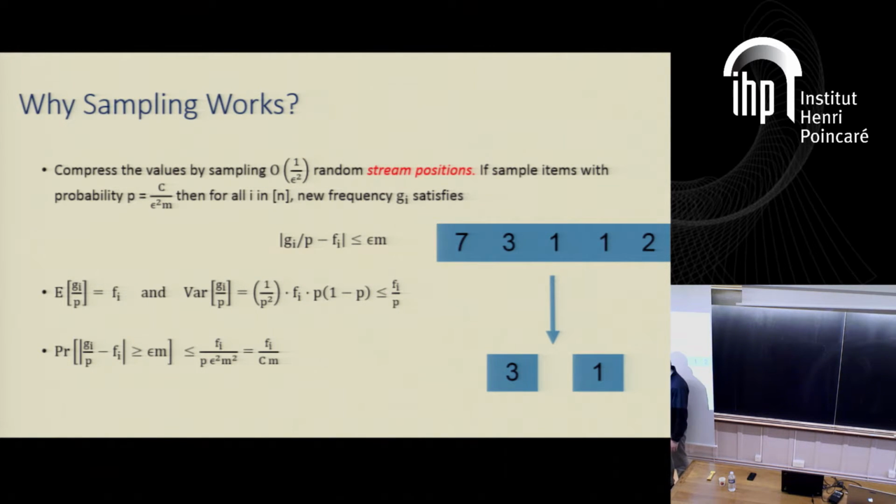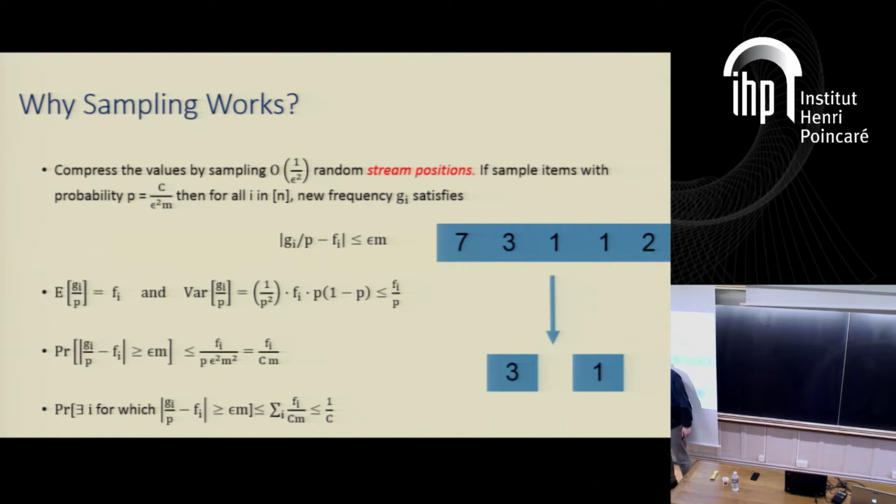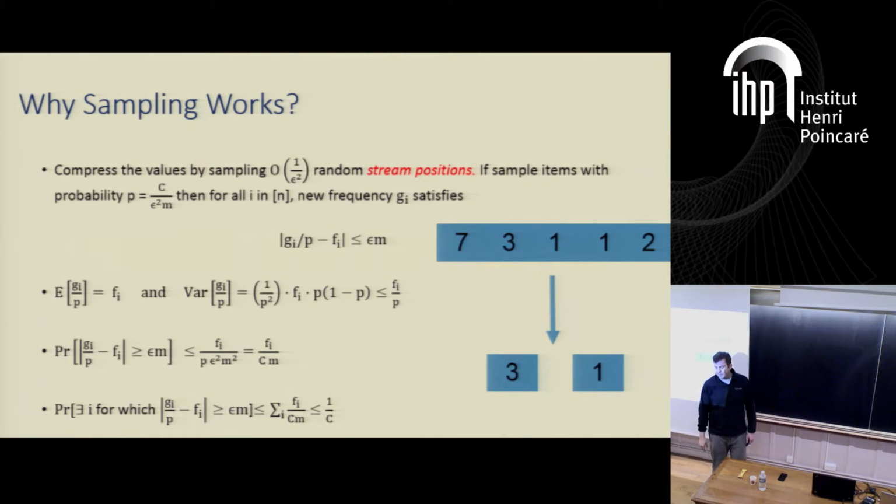One of the m's cancels, and I get f_i over c times m. OK? But now let me just union bound over all the items. So the probability that there exists an item i where the estimated frequency deviates from the actual frequency by more than epsilon m is, by a union bound, the sum of all these probabilities, which is the sum over all items i of f_i over c times m. The sum of the frequencies is the length of the stream, m, right? So this is less than 1 over c, this constant in the sampling probability.